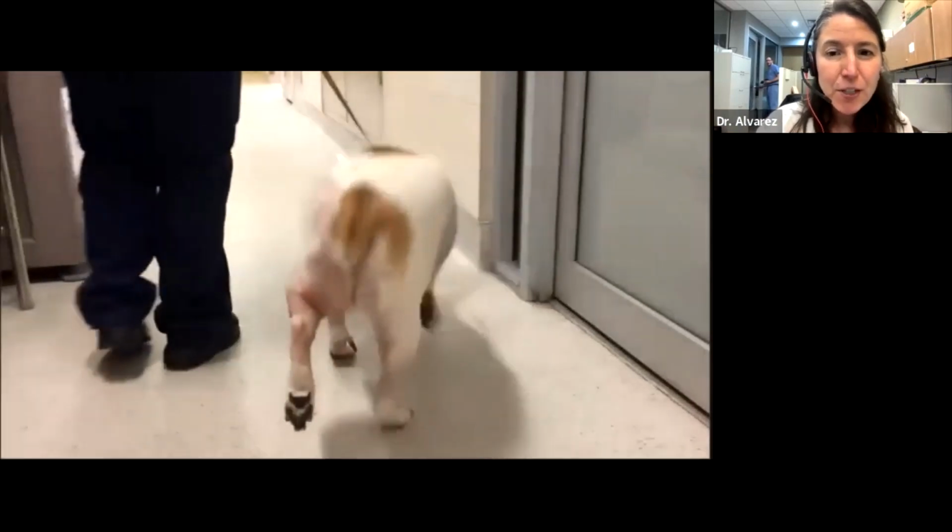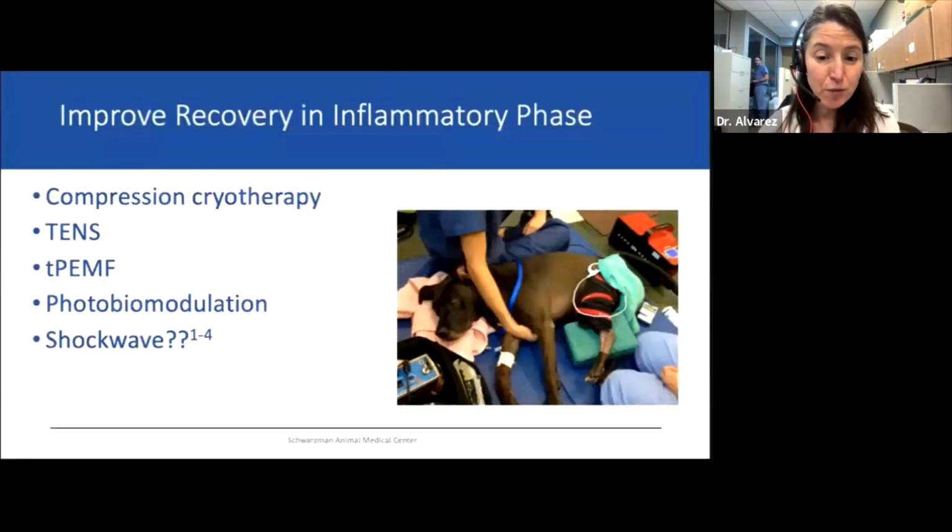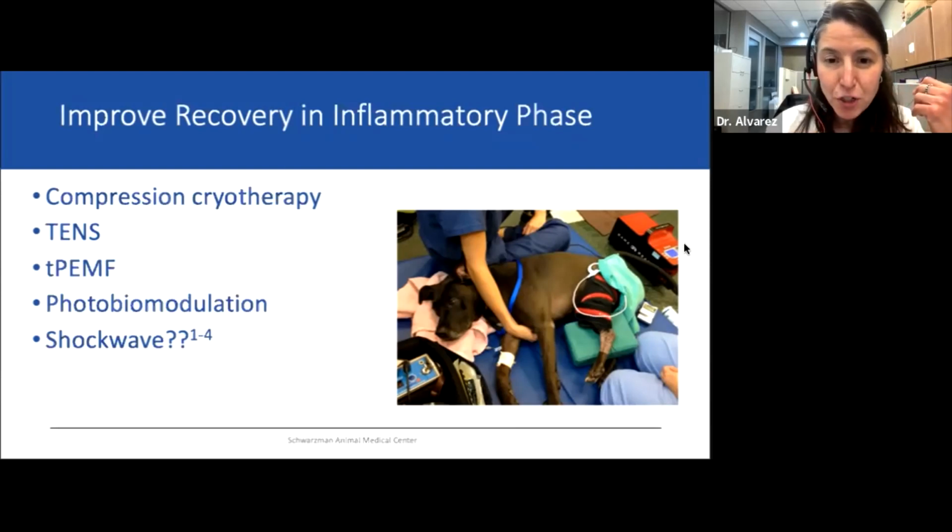Okay. Good. So what does this mean as far as what we can do from rehab strategies for improving their recovery? Well, what we do typically here at the Animal Medical Center for patients that are coming straight out of the OR, our team is coming in and working with them. We're going to do compressive cryotherapy. So that's this machine that you see over there. I think you guys can see my cursor.